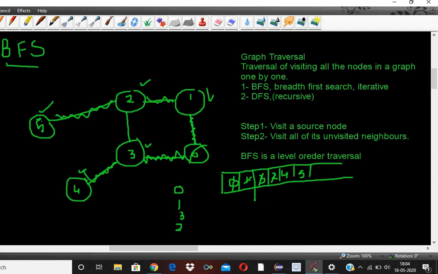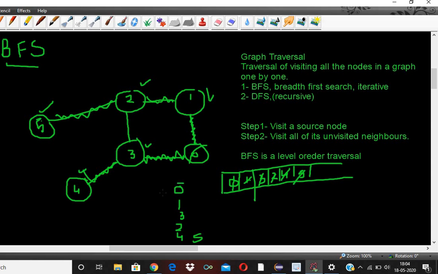In the next iteration 4 will be popped and printed. As all of the neighbors of 4 are already visited, we add nothing to the queue. In the next iteration 5 will be popped and printed. As there is no unvisited neighbor of 5, nothing is added into the queue.